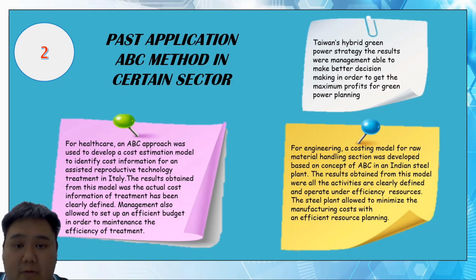Lastly, the past research also shows that the activity-based costing method has been applied in the healthcare sector as a cost estimation model to identify cost information to assist reproductive technology treatment in Italy. There were two benefits obtained after applying this method: they were able to clearly define the actual cost information of the treatment, and they were also able to set up an efficient budget to maintain the efficiency of the treatment.